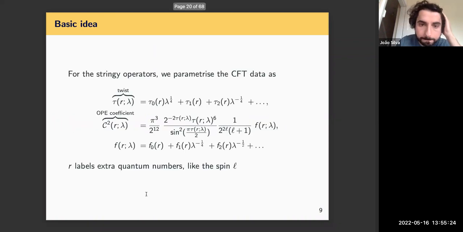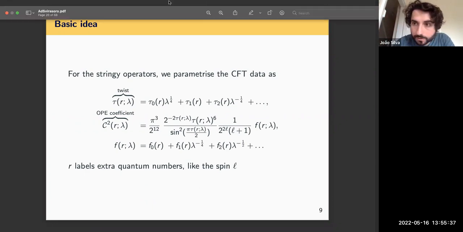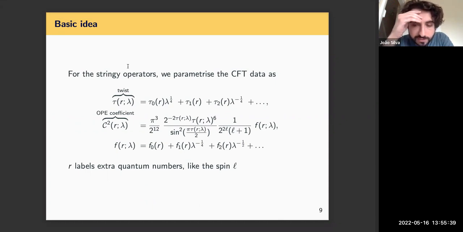Okay. So now I want to tell you our main result. But before telling you our main result, I need to tell you about something auxiliary. So we will derive from our sum rules that the data, the CFT data of the stringy operators can be organized in this way.